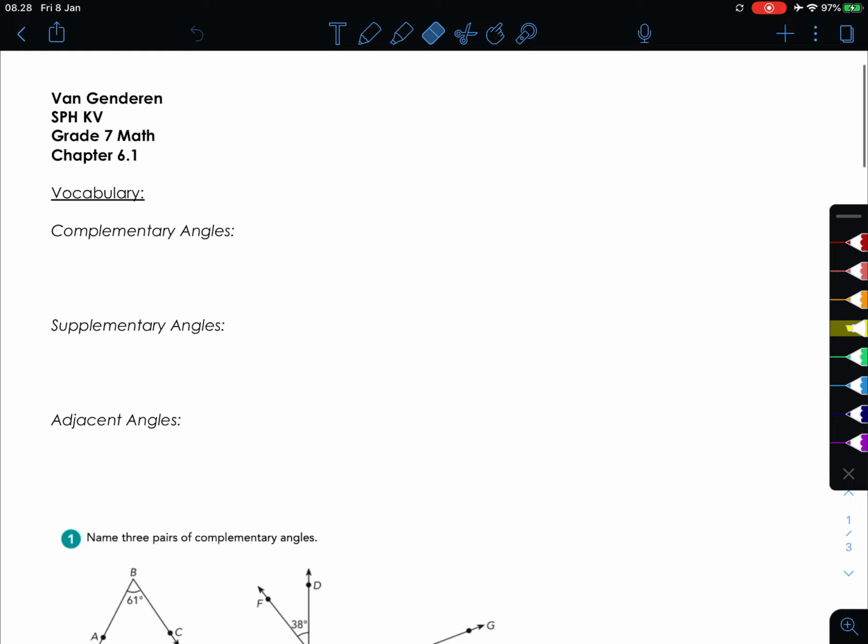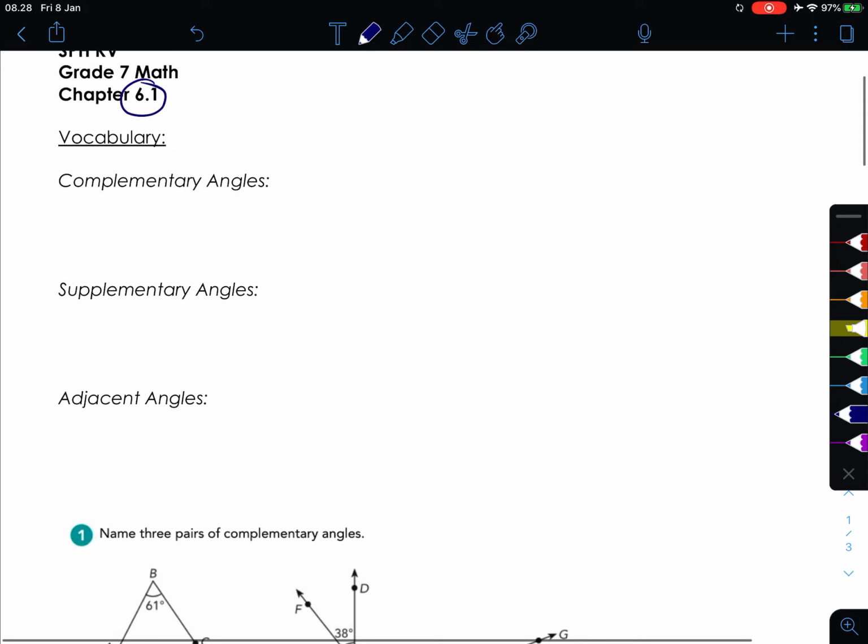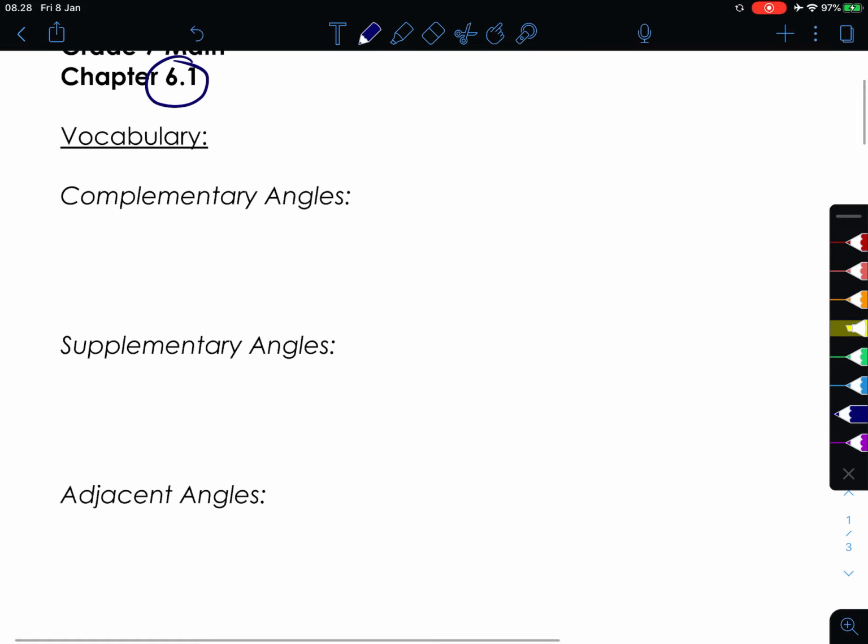We are going to continue here by starting in our new textbook. This is the first chapter in our new textbook, in the first section as well, chapter 6.1. We're going to start talking about angles and some different properties of angles that you might find in some different problems. So let's take a look at some necessary vocabulary.